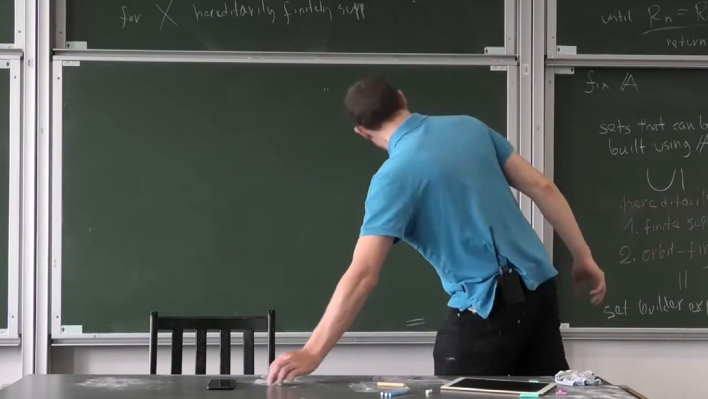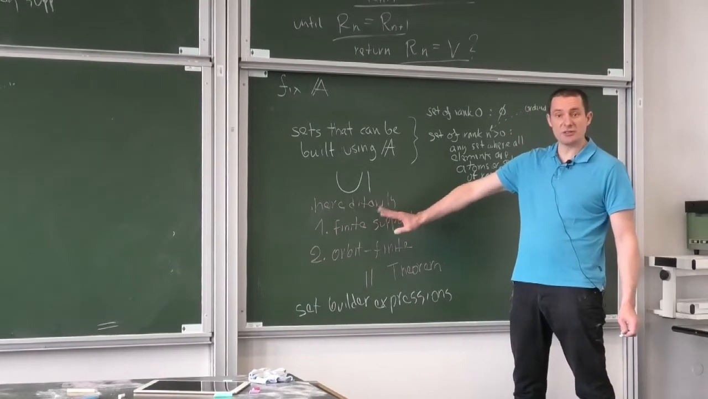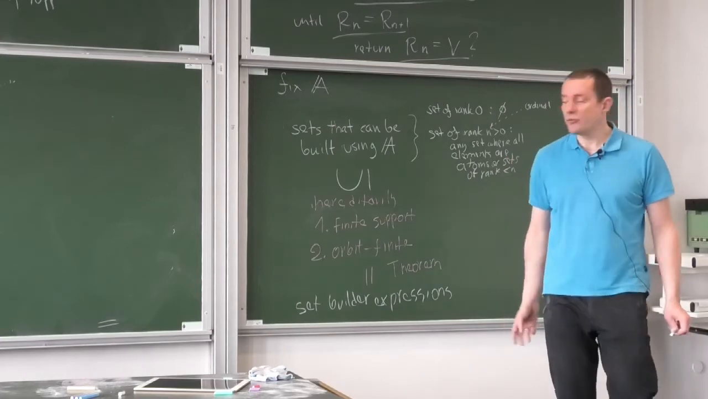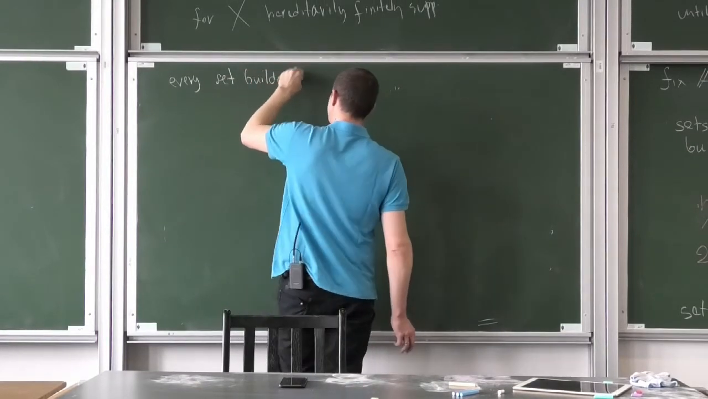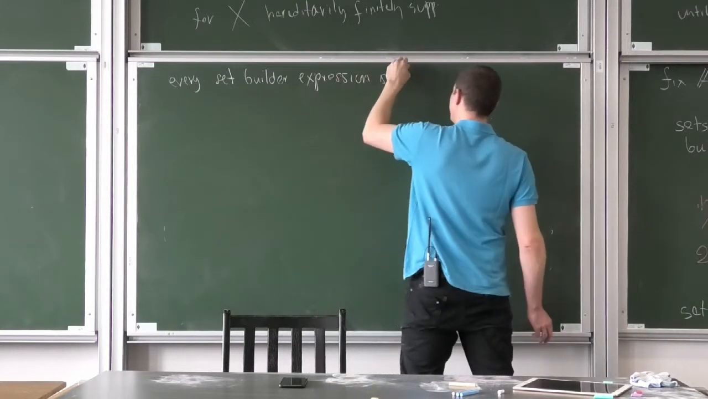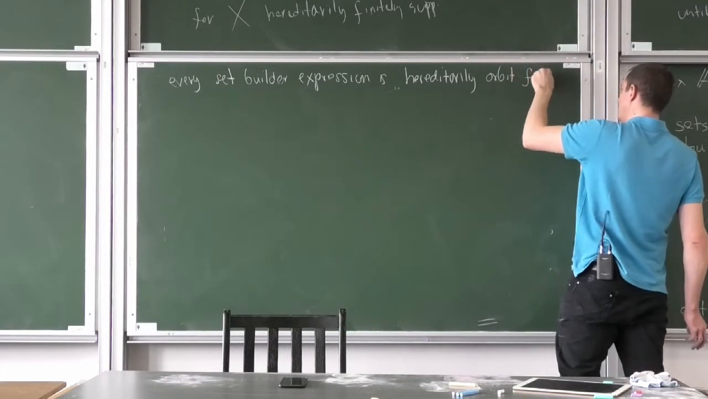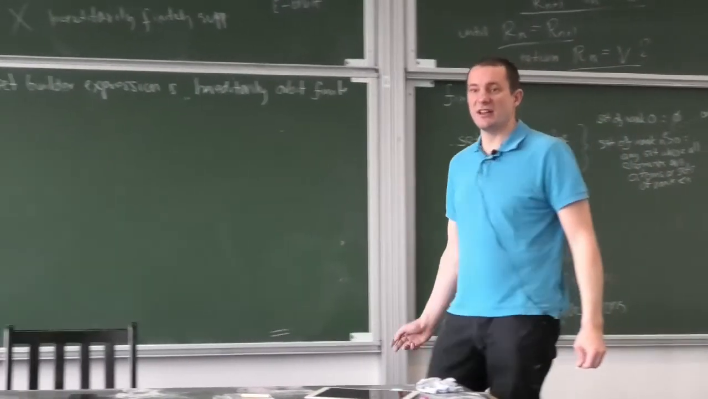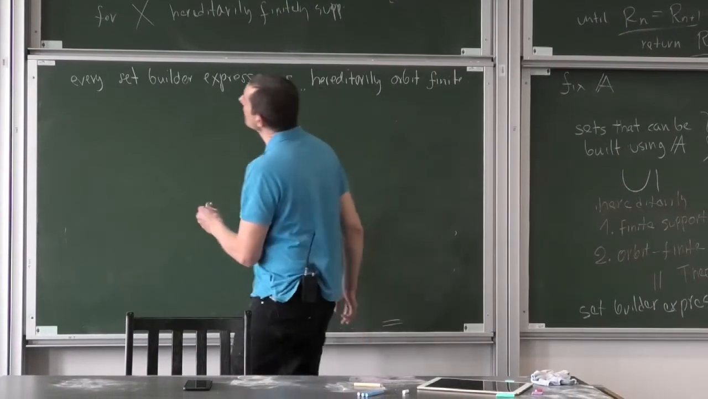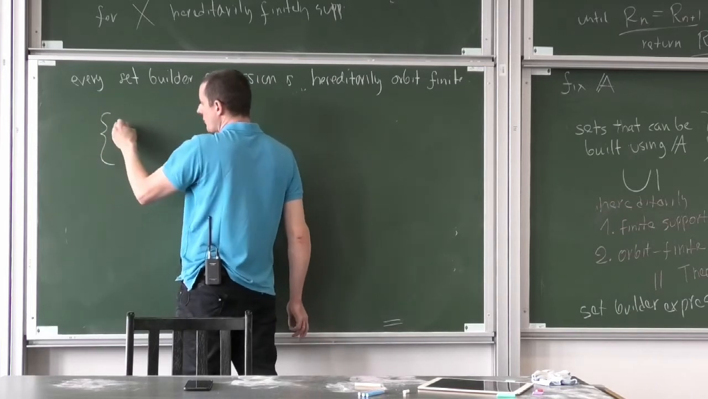And now, let me continue with this theorem. We have already proved that every set builder expression has finite support. These are just the things that appear in the set builder expression. So let me at least today finish the top-down implication. So we're left with showing that, and this is kind of boring, so I'll just do it by example. Okay? So let's take, do we still have any set builder expression? No. So the one that we had.